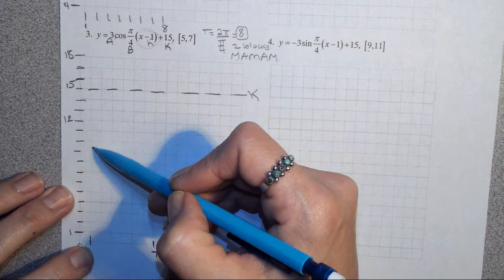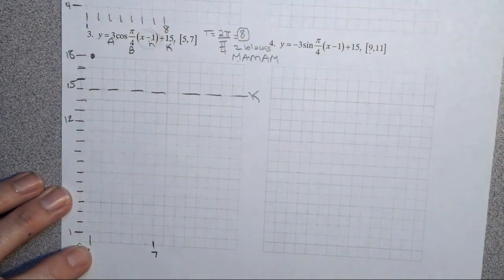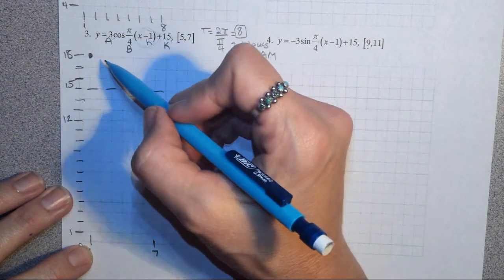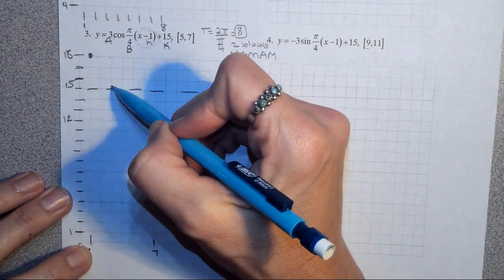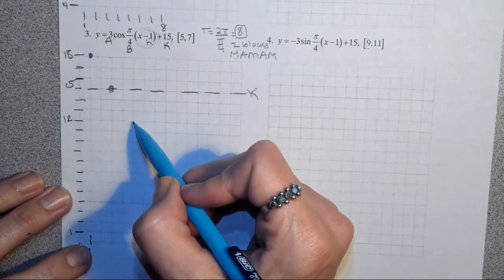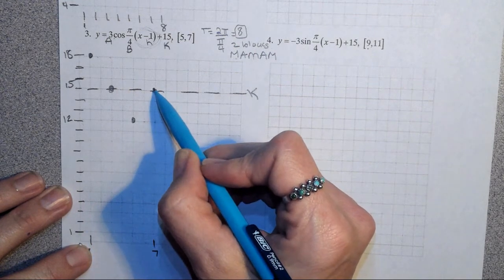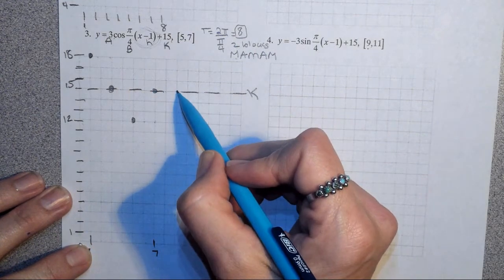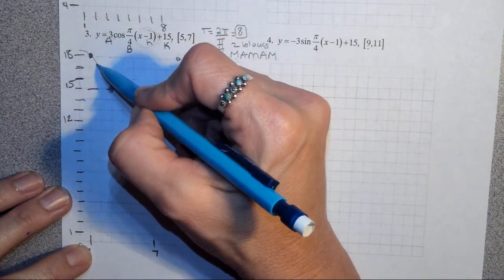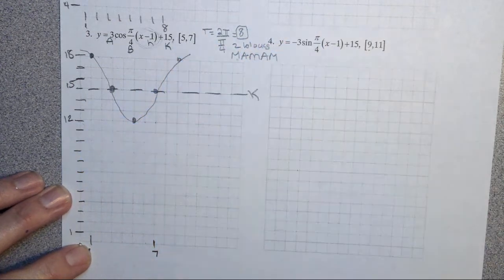So when x is 1, I'm going to be at the maximum of 18. And then I'm going to follow my pattern. I'm going to move 2 blocks to the right and hit the axis. 1, 2, axis. Follow the pattern. 2 blocks to the right, down to the minimum. 2 blocks to the right, up to the maximum. 2 blocks to the right, up to the max. So max, axis, minimum, axis, max.